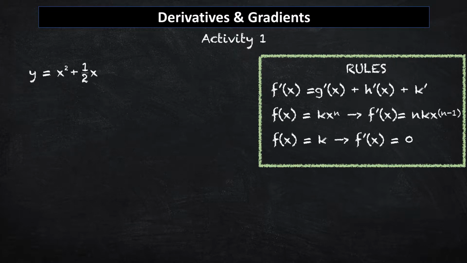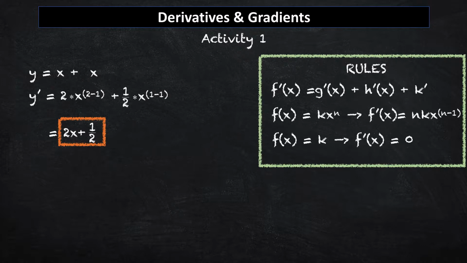Let's go to the next one. And we have the function y, which is equal to x to the power of 2 plus 1/2 multiplied by x. We apply again the rules 1 and 2 together, and we find that the derivative of y is 2 multiplied by x to the power of 2 minus 1 plus 1/2 multiplied by x to the power of 1 minus 1. And if we do the calculations, we find that this is equal to 2x plus 1/2. And this is the final derivative of the function y.